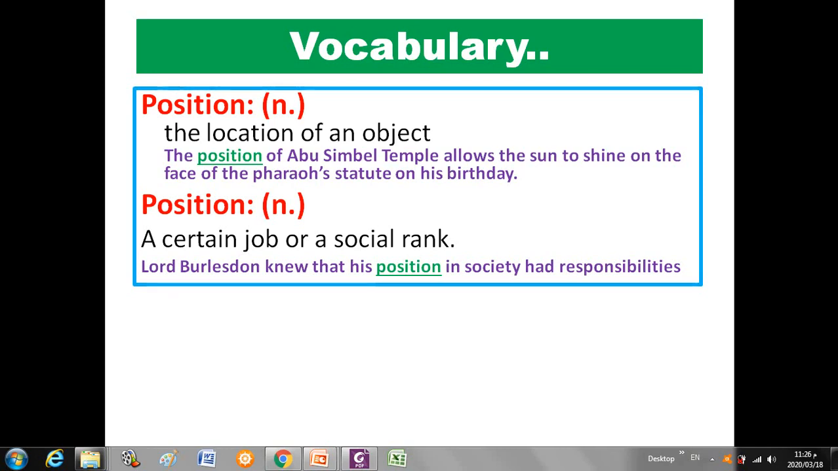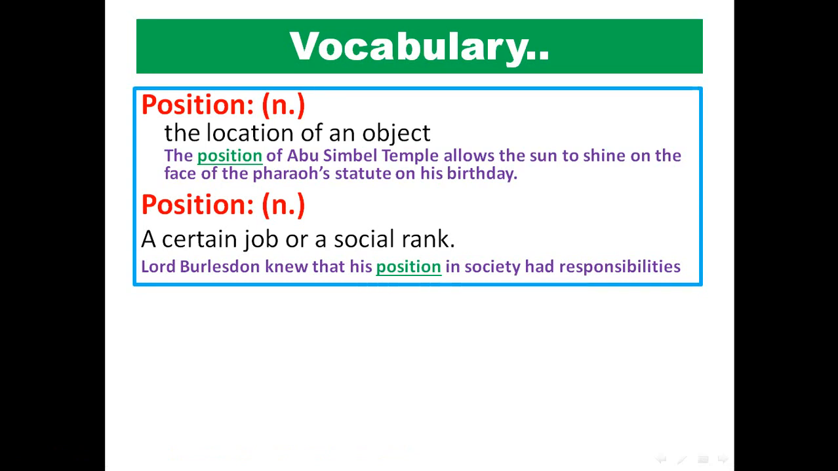We also have position, okay, with another meaning. That's the certain job or social rank of a person. Like when I say Lord Burlesdon knew that his position in society had responsibilities. You know Lord Burlesdon, people who have read The Prisoner of Zenda know this name very well. But of course you can say the Prime Minister, for instance, has a great position in society. This means he has a great rank or he has a great post or job.